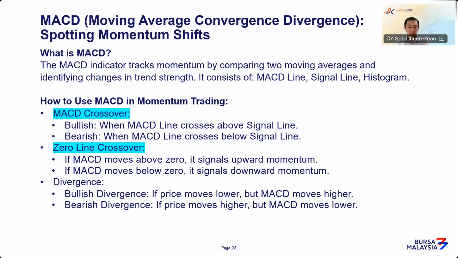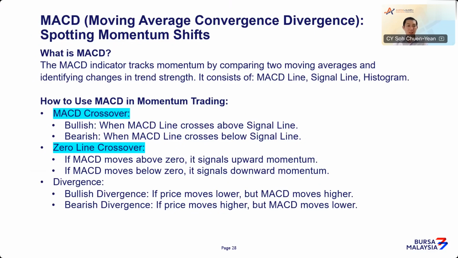Now, many people focus on the first strategy, which is the MACD crossover, but they probably haven't learned what is called the zero line crossover. Now, this second strategy, zero line crossover, is actually a very powerful strategy. How you can apply it is very simple. As long as your MACD line is above your zero line, it means it is an upward momentum. If your MACD is below zero, it means a downward momentum.